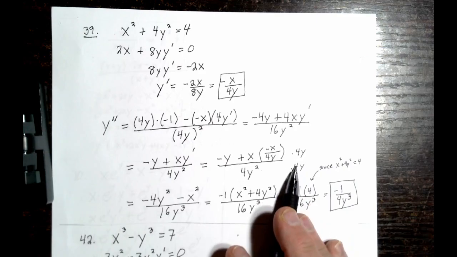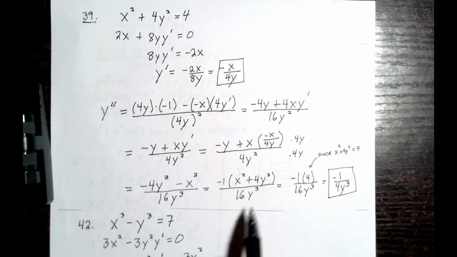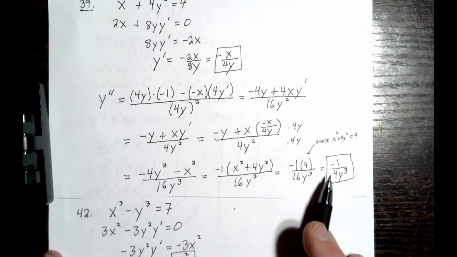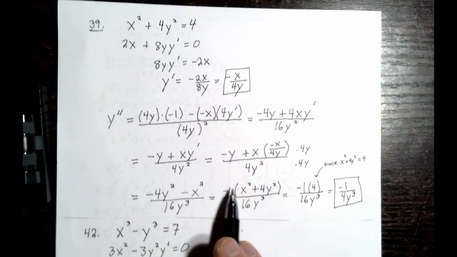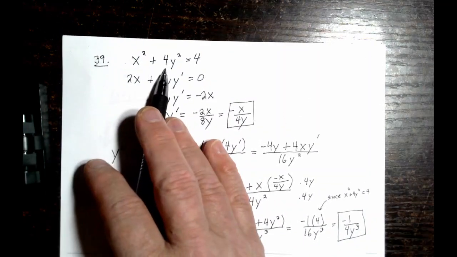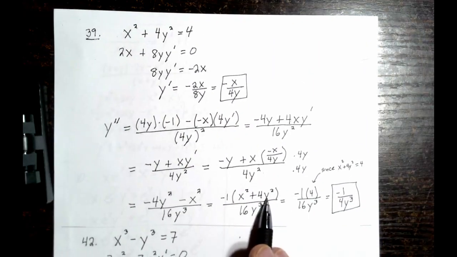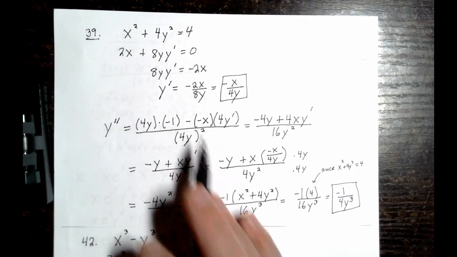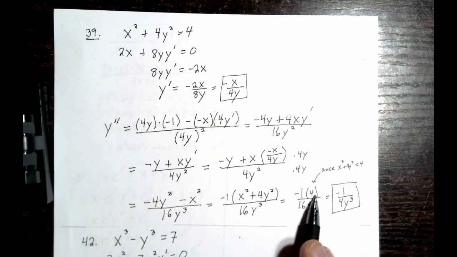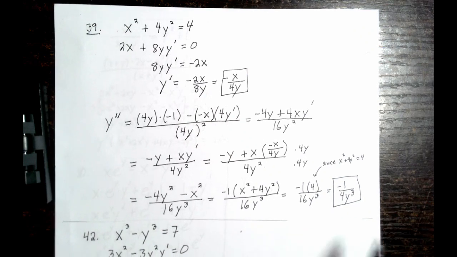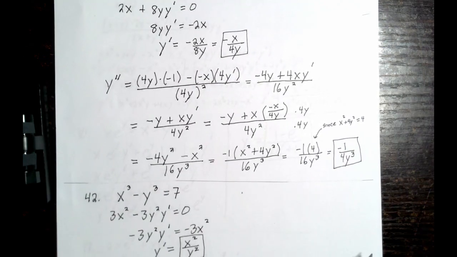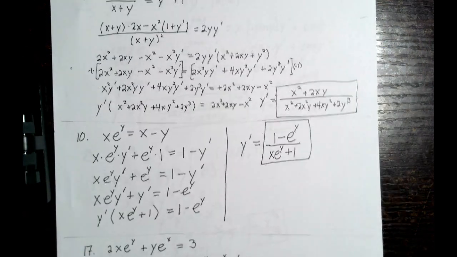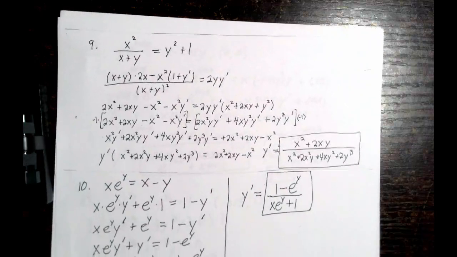Sometimes you have to multiply by a common denominator to get rid of your complex fractions. And if you want, you can also use your original equation. If you can somehow come up with something that looks like your original equation, you can plug in what it equals, which in this case is 4, and it dramatically simplifies your problem down. I think that's about it.